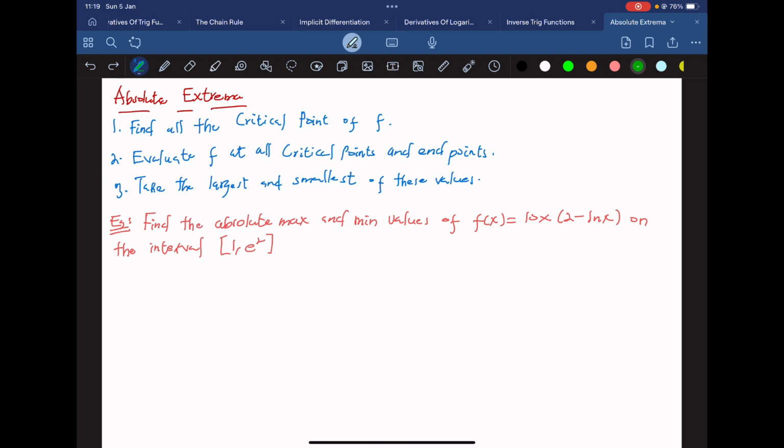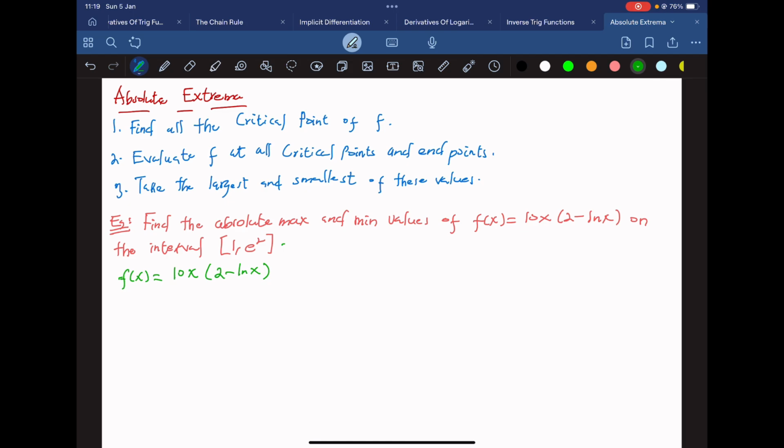So the first question is we have to find the absolute max and min values of our function, using the interval 1 to e squared. Okay, so let's solve this question. We have f of x equal to 10x times (2 minus ln of x). So first of all, you have to find a critical point.